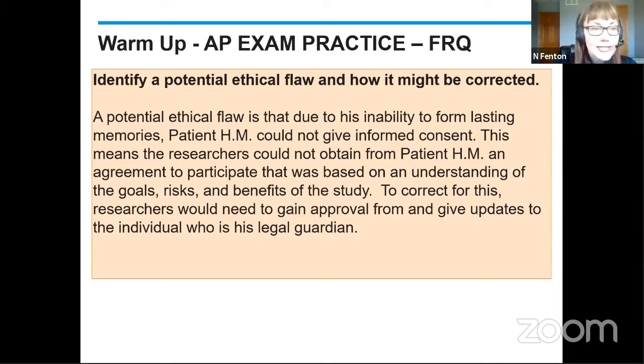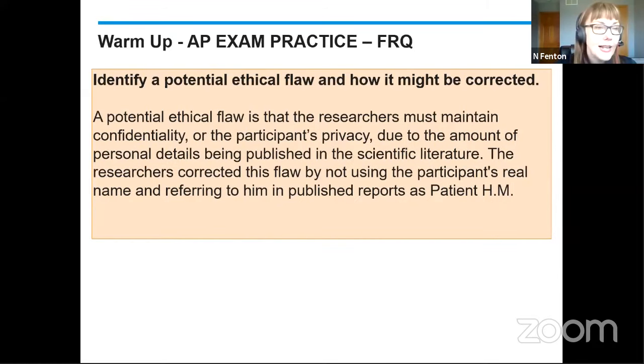I have one more example of a different ethical flaw, and this could have to do with confidentiality. So one of the things about research is that you have to protect the privacy of the participants and the personal details that you release to the public when you publish things in literature. And what they did here is they gave him a pseudonym. They called him Patient HM.